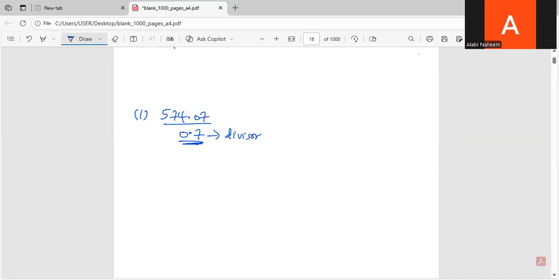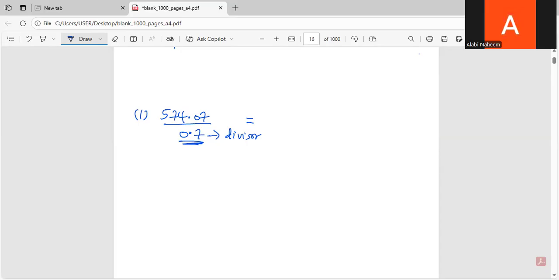I meant in this case now, 574.07. If it's still a decimal, there's no problem. You can divide. But if the divisor is a decimal, you can't divide. We have to convert it to a whole number. How do we do that? So 0.7 now is a decimal. We can convert it to a whole number by multiplying by 10.